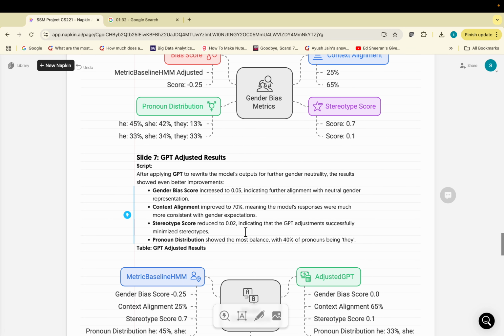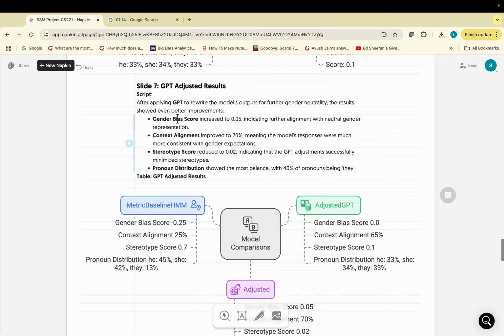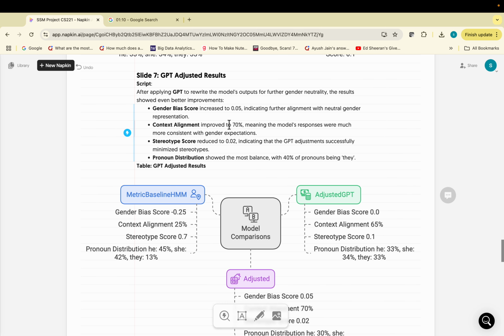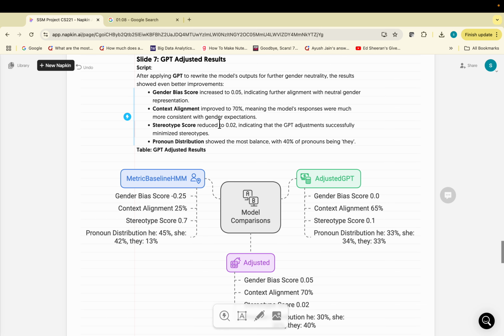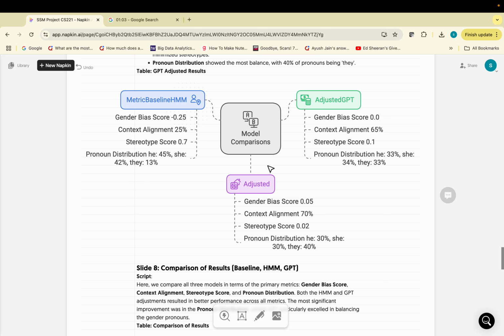The other thing I wanted to see was whether passing the model's output through GPT would refine it even further. This is also done for fine-tuning. When I passed the model's result to GPT and asked it to improve it, it showed further improvement. The gender bias score went to 0.05, the context alignment improved to 70%, and the stereotype score reduced to 0.02. If we compare, you can see the results for all of these shown here.